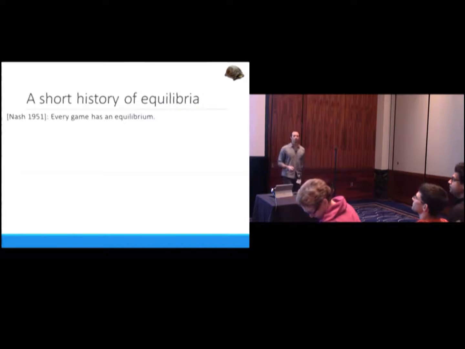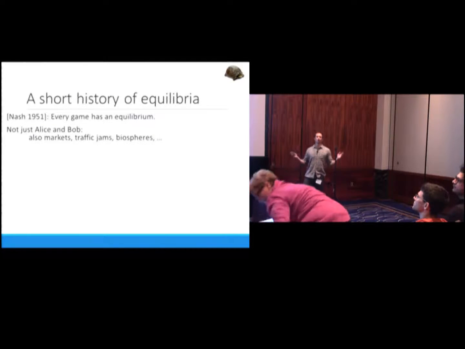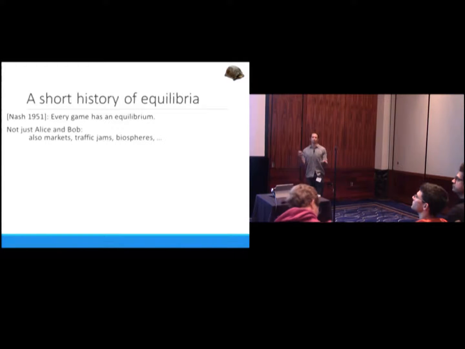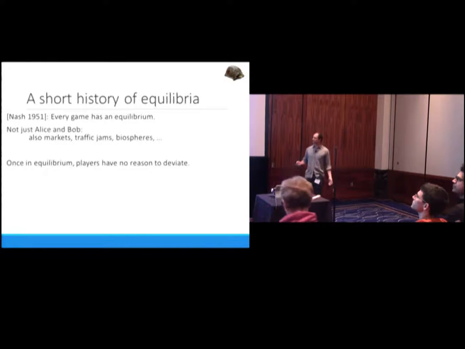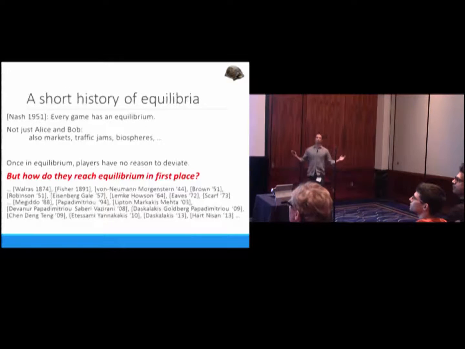So in 1951, Nash proved that every single game has an equilibrium. Let me just remind you that we'll talk about Alice and Bob, but equilibria are very important, not just in game theory. They're used for markets, to model traffic jams. They're used by biologists. Anyway, once in equilibrium, players don't want to deviate. But the million-dollar question is, how do they get to this equilibrium? This question has been studied for over 100 years by economists, and in the last few decades also by us computer scientists. This is just a tiny sample of the works on this question.